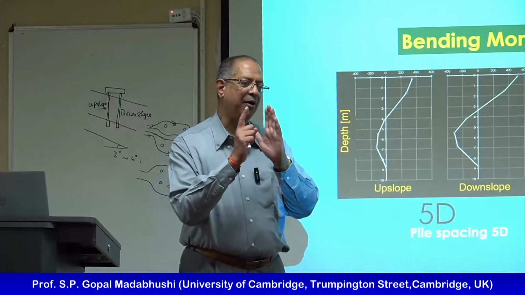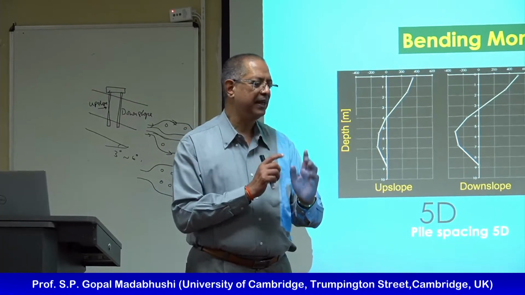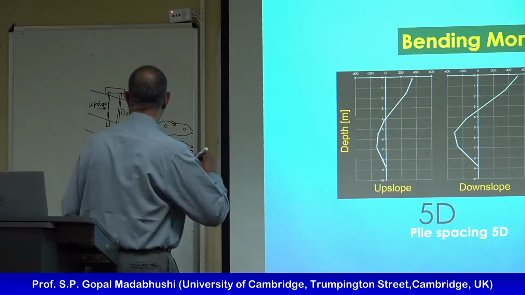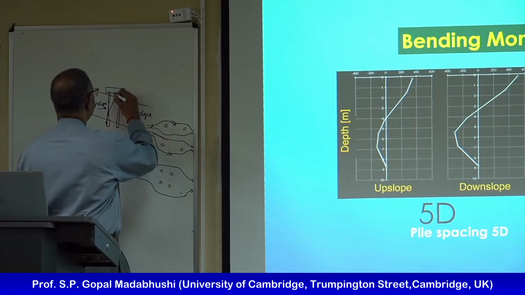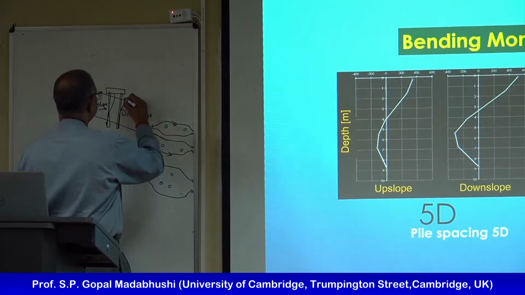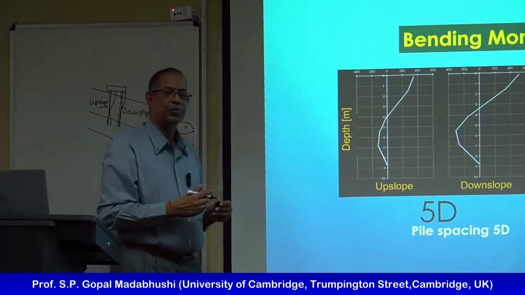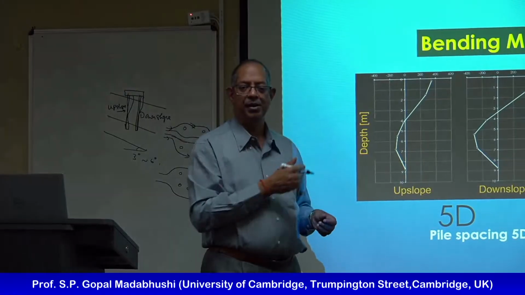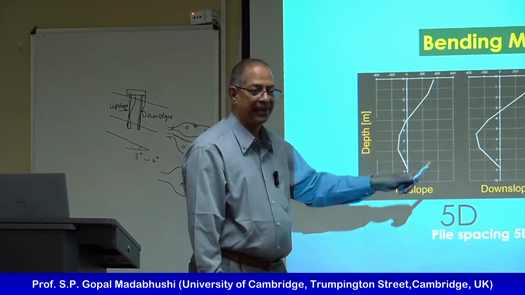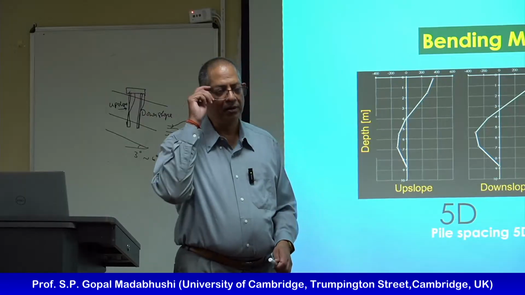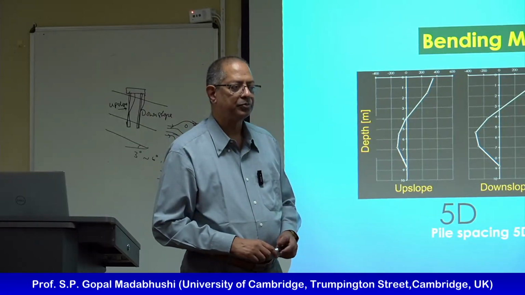If I have more spacing, then the piles will have to bend like that, right? That creates a lot more double curvature and bigger bending moments. Simply by changing spacing, we are changing the failure mechanism.